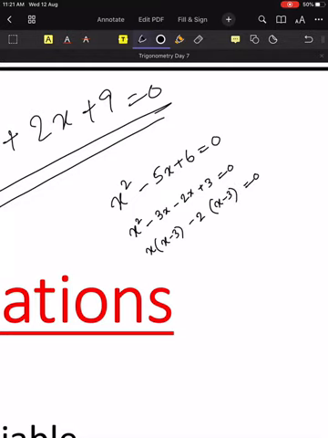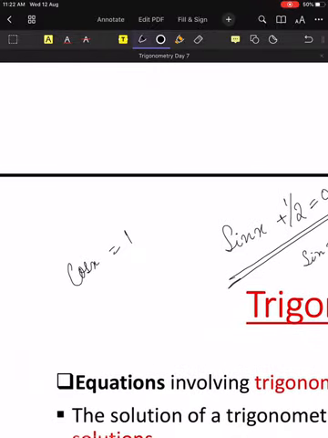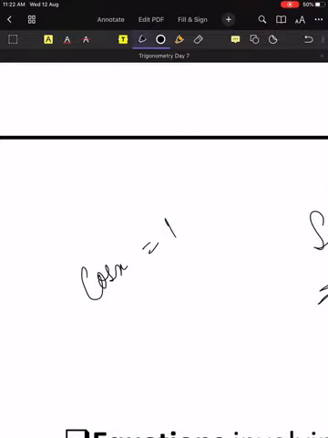Now let us take x minus 3 common. So if I take x minus 3 common, we get x minus 2 is equal to 0. So from these two we get two values. One is x is equal to 3 and the other one is x is equal to 2. So these values of x are the solution of this quadratic equation. Now if somebody asks you what is the solution of a trigonometric equation, you will say the value of x which satisfies this equation is known as the solution of the trigonometric equation.